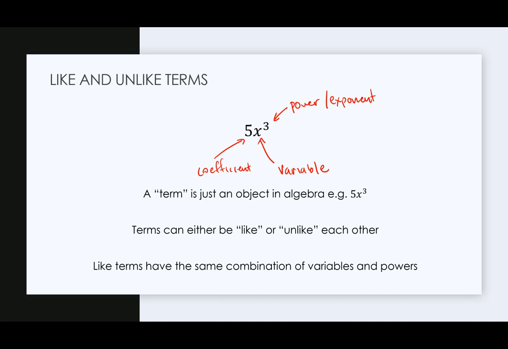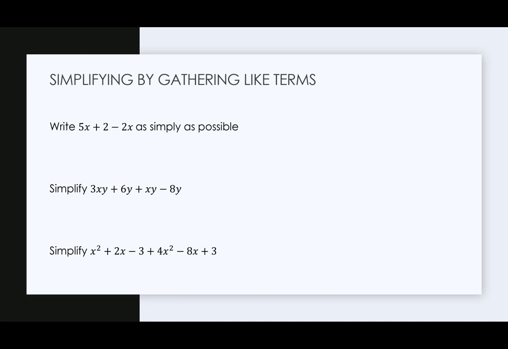Now, terms can be either like or unlike each other. Like terms can be combined together because they have the same combination of variables and powers. Once again, that process is called simplifying. With these 3 examples, they get progressively more difficult. But every time, what we're trying to do is simplify by gathering like terms together.